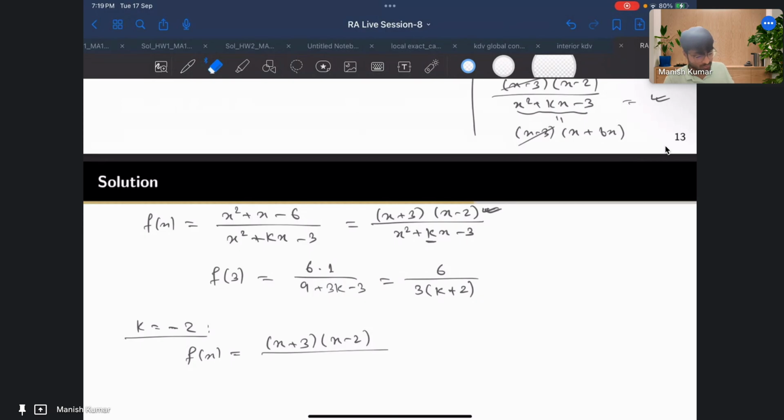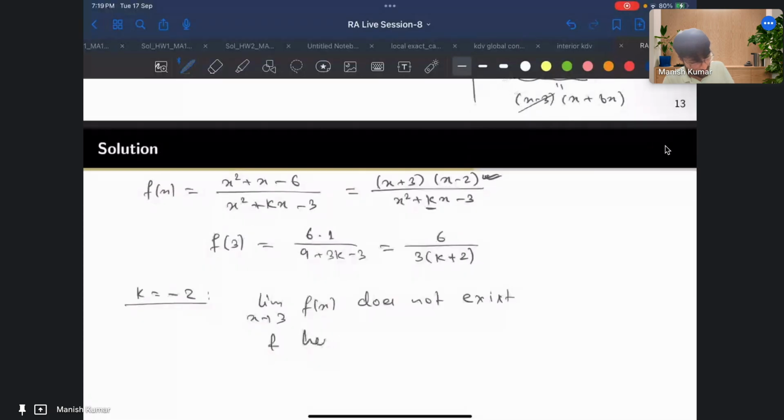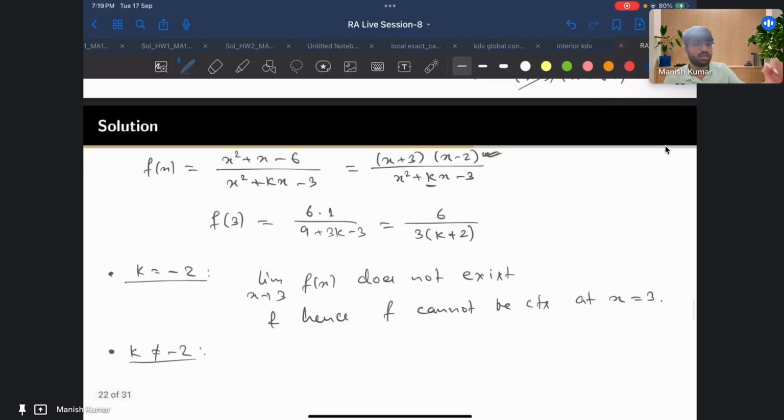So if I take k equal to minus 2, then this limit will not exist. Everything will not exist. So this limit, x going to 3, does not exist, and hence f cannot be continuous at x equal to 3.